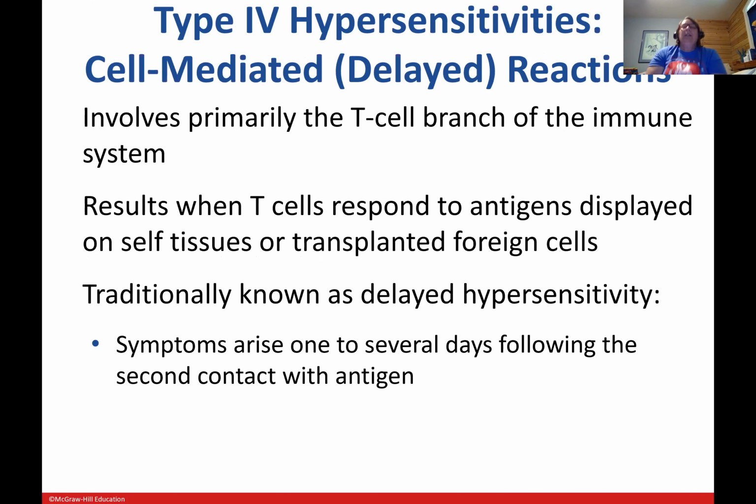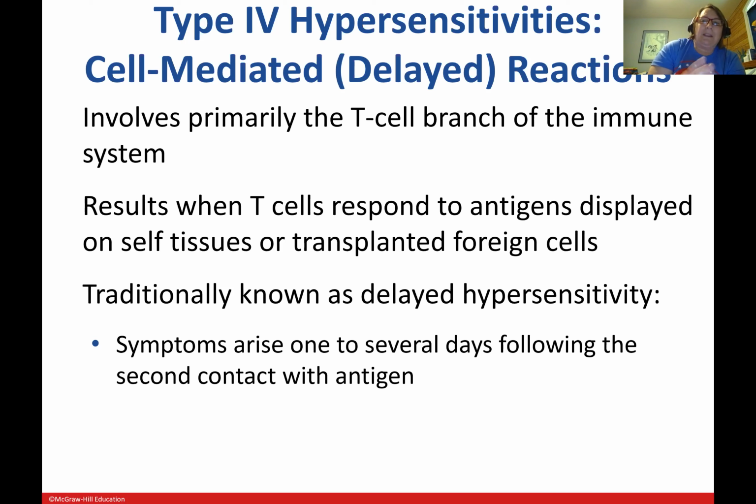Okay, so a type 4 hypersensitivity reaction is a cell-mediated reaction, and so this is involved with T cells. All the other ones that we've been talking about before have involved antibodies. In this case, we're looking at cytotoxic T cells. This results when the T cells are responding to antigens that are displayed on the surface of tissues. So either it is self, but the T cells are confused and they are starting to attack things with self antigens, or it is attacking something which is transplanted.